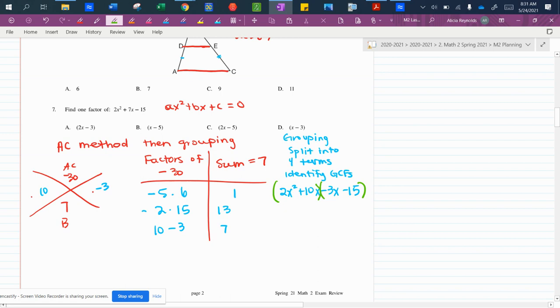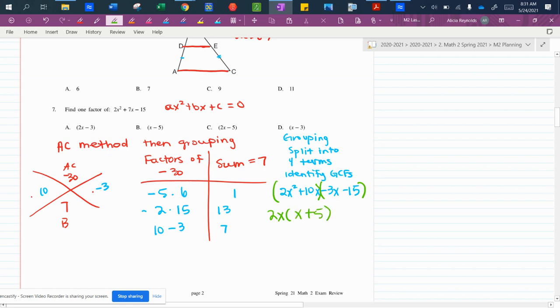What do they have in common? And? Can't take 5 from 2. X squared and x. So then I have left with x plus 5.